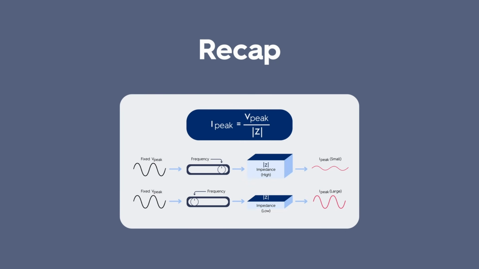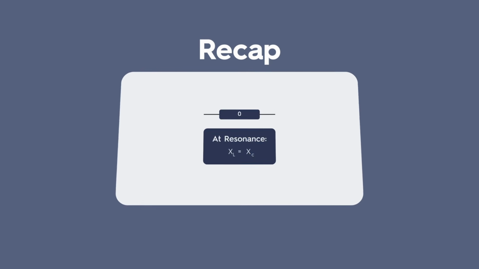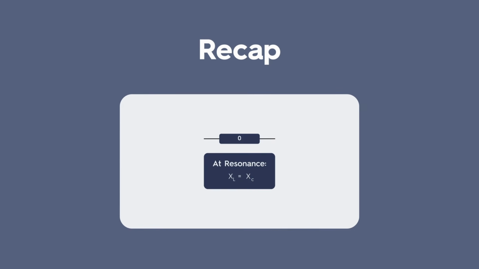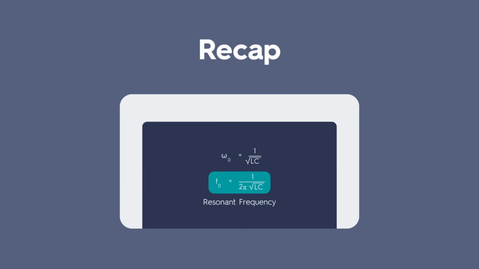To recap, maximum current happens when impedance is minimum. That minimum occurs when inductive and capacitive reactance match, and the resonant frequency is 1 over 2 pi times the square root of L times C.